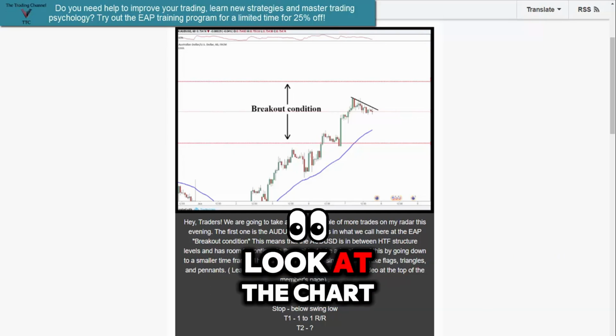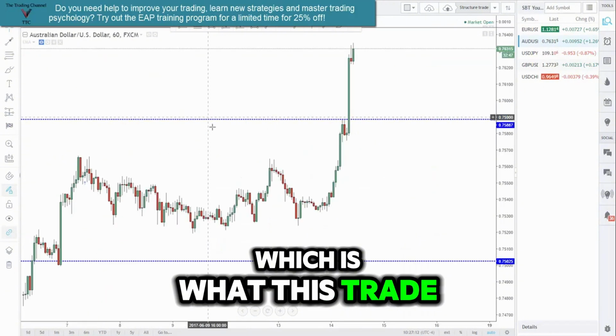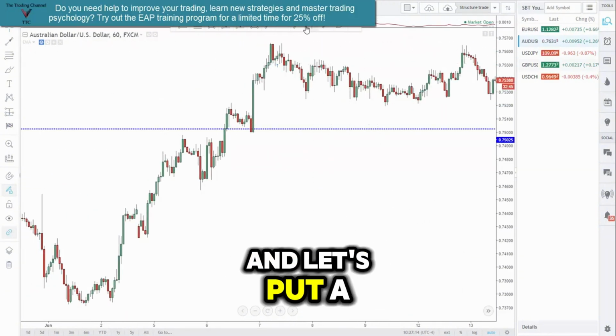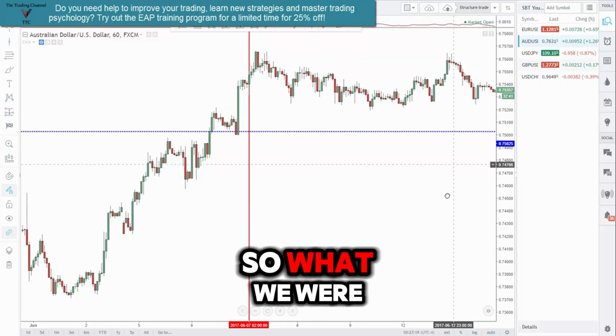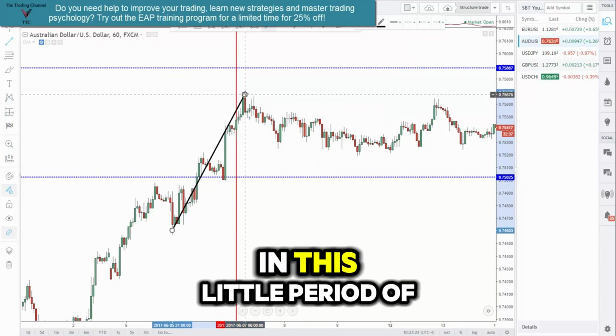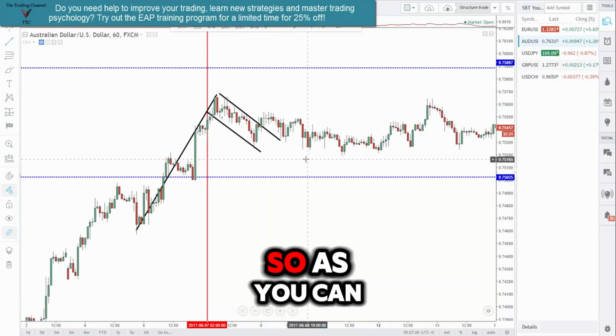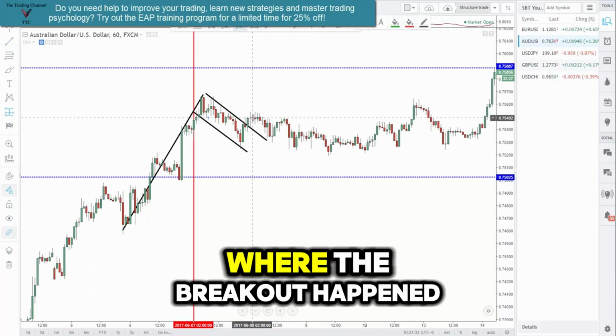And let's take a look at the chart of the Aussie dollar. Go down to the hourly time frame, which is what this trade was on. And let's put a vertical line on June the 7th, which is right in there. So what we were actually looking at, guys, is this move up and this little period of consolidation here. So as you can see, we actually got our breakout up in a long position tool where the breakout happened.